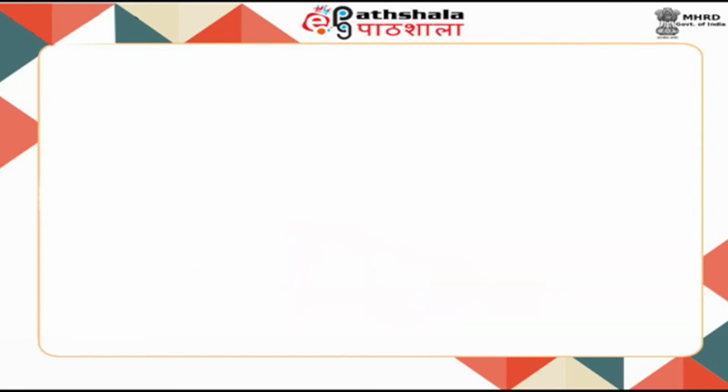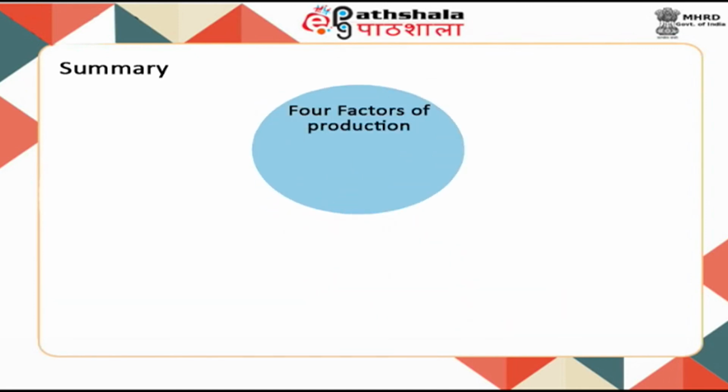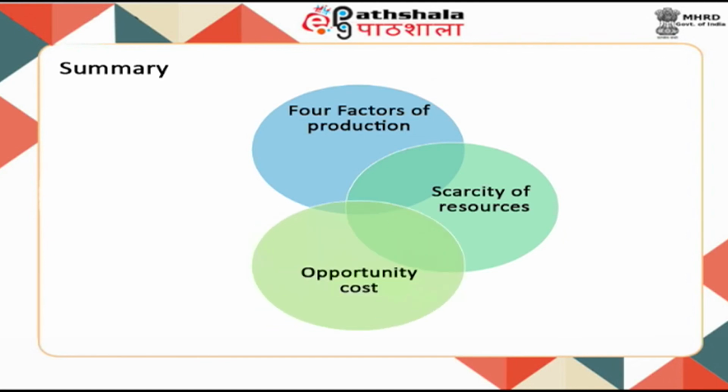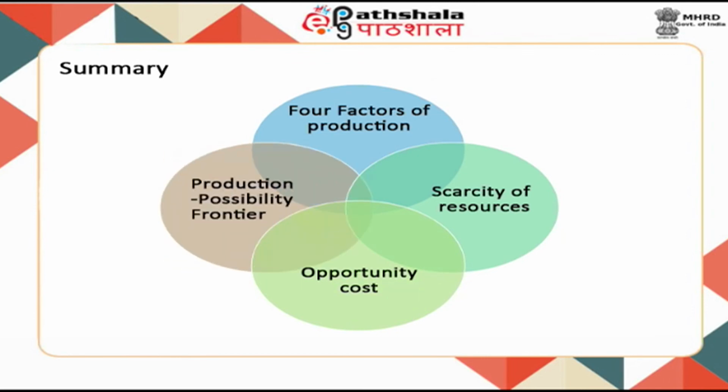Let us now recapitulate what we have learned in this module. There are four factors of production: land, labor, capital, and the entrepreneur. Scarcity of resources leads to the problem of what to produce, how to produce, and for whom to produce. Opportunity cost is the value of the next best alternative foregone. Production possibility frontier represents the production trade-off, that is, the choice of production between products given the scarce resources.